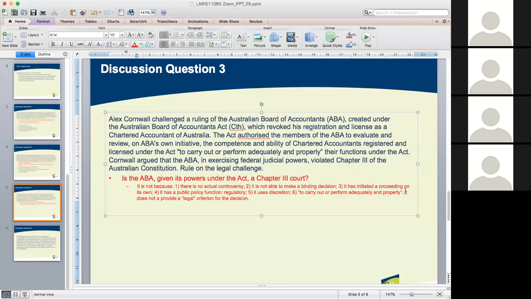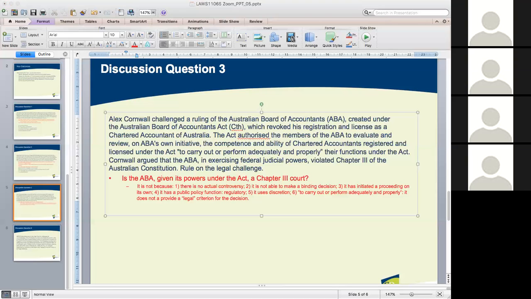Chapter 3 judges can only adjudicate on the basis of the law, on the basis of legal questions, not as to whether or not something is adequate or proper. Okay, from Scott, adjudicate without technicalities or legal form. Is it there? Well, that would have been it.